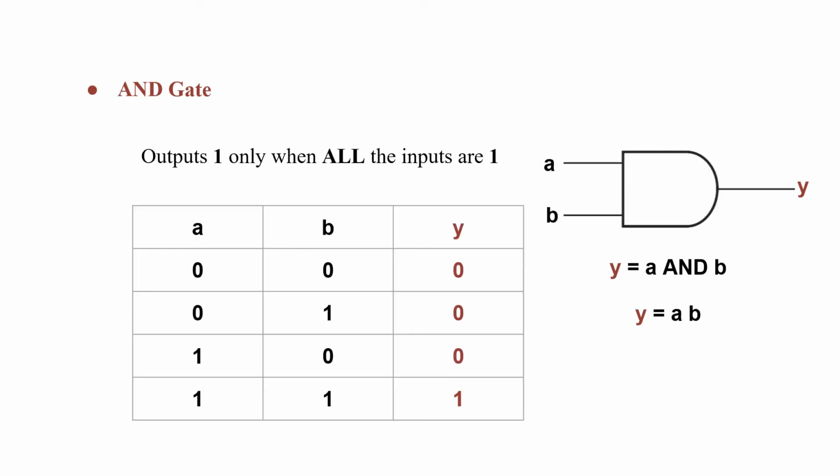Let's start with the AND gate first. On the right side, you see the symbol for the two-input AND gate. You could have an AND gate that has more than two inputs, but you can only have one output. The output is defined for the AND gate as 1 only if all the inputs are 1. If any of the inputs is 0, then the output is automatically 0. So the condition for having an output equal to 1 is to have all the inputs equal to 1.